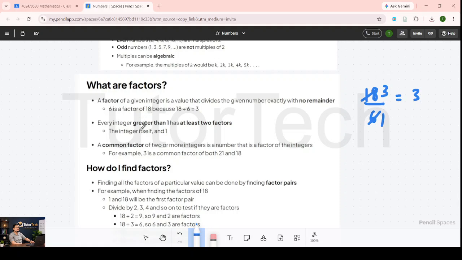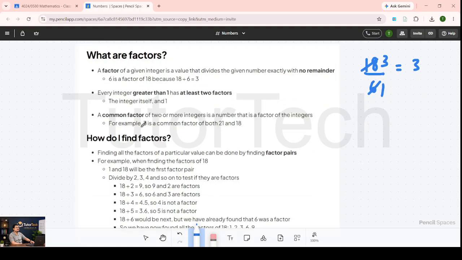So every integer which is greater than 1 has at least two factors, the integer itself and 1. And what is a common factor? A common factor of two or more integers is a number that is a factor of each of the integers. For example, 3 is a common factor for 21 and 18, because 3 times 6 makes 18, and 3 times 7 makes 21. So we can say that 3 is a common factor for both 21 and 18.